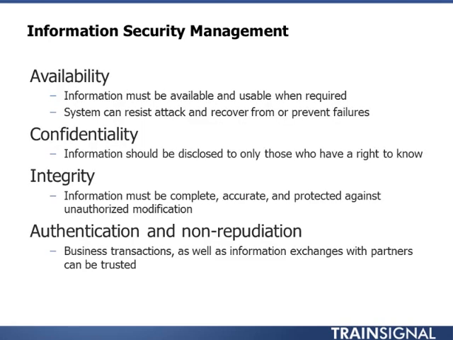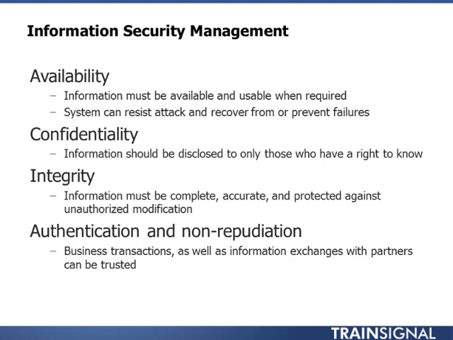Here are some basic definitions. Availability. Information must be available and usable when required. Confidentiality. Information should be only disclosed to those who have a right to know. We must understand who should be allowed to view, read, write, or change data or information, and have policies and tools in place to maintain that confidentiality. Integrity means the information must be complete, accurate, and protected against unauthorized modification. This is an important point and is oftentimes challenging for organizations to understand within the framework.